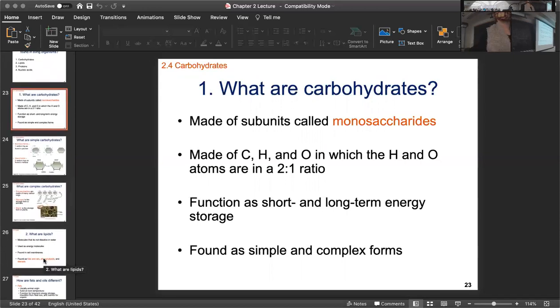The word mono just means one or singular. So when it's made up of single saccharides, monosaccharides, they are made up of carbon, hydrogen, and oxygen, in which the hydrogen and the oxygen atoms are in a 2-to-1 ratio. They function as short and long-term energy storage. All right, so we maybe have some athletes in the building.